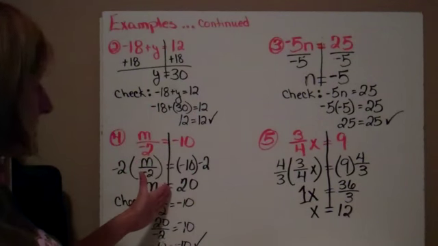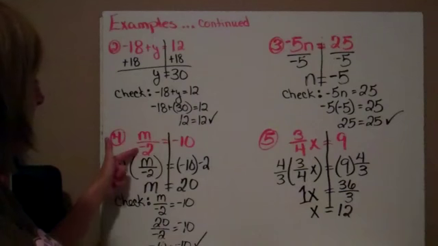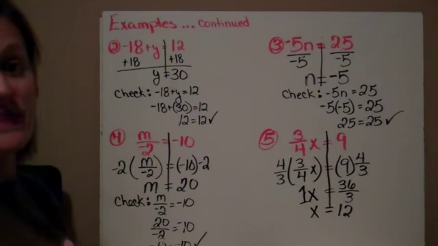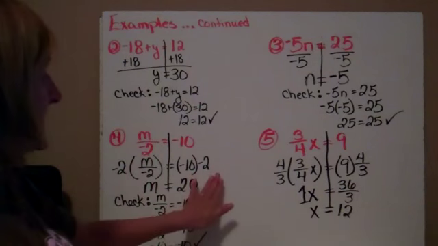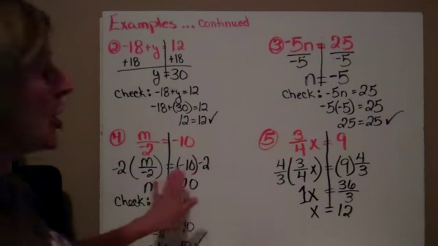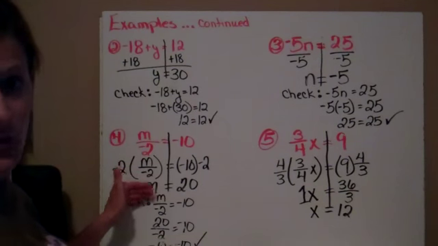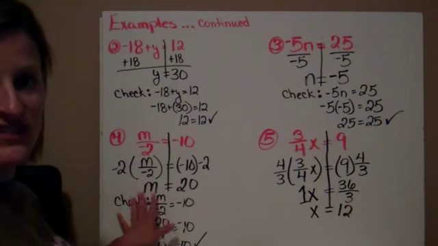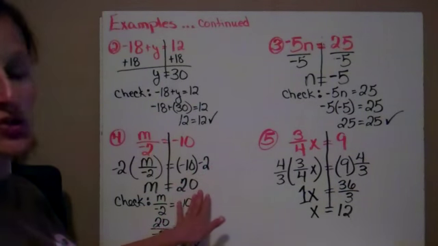I draw my line so I know I do both sides. Now, m divided by negative 2. The opposite of division is multiplication. So I'm going to multiply each side by negative 2. When I do negative 2 times m over negative 2, that's going to give me a 1m, or just m. Then I do negative 10 times 2, that's going to give me a 20.